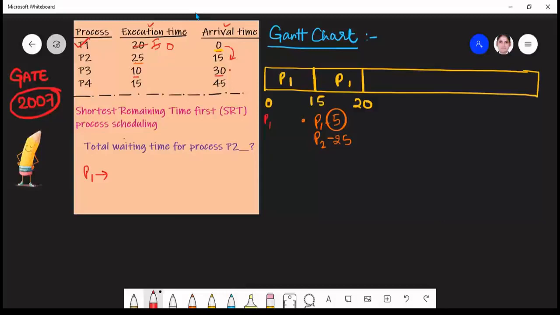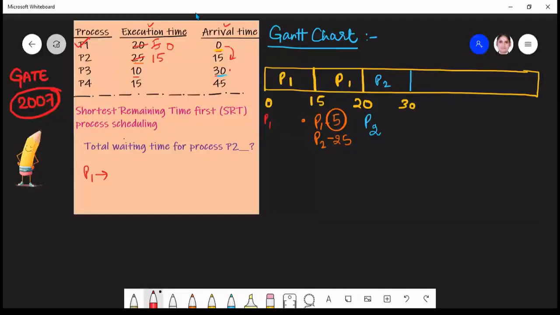After that, at this 20th millisecond, we have only one process in the CPU, that is P2, because P1 is complete and P3 and P4 will join later on. P3 will join at the 30th millisecond. So P2 is going to run for the next 10 milliseconds, 20 plus 10, that is 30. So the remaining burst time of P2 is 25 minus 10, that is 15.